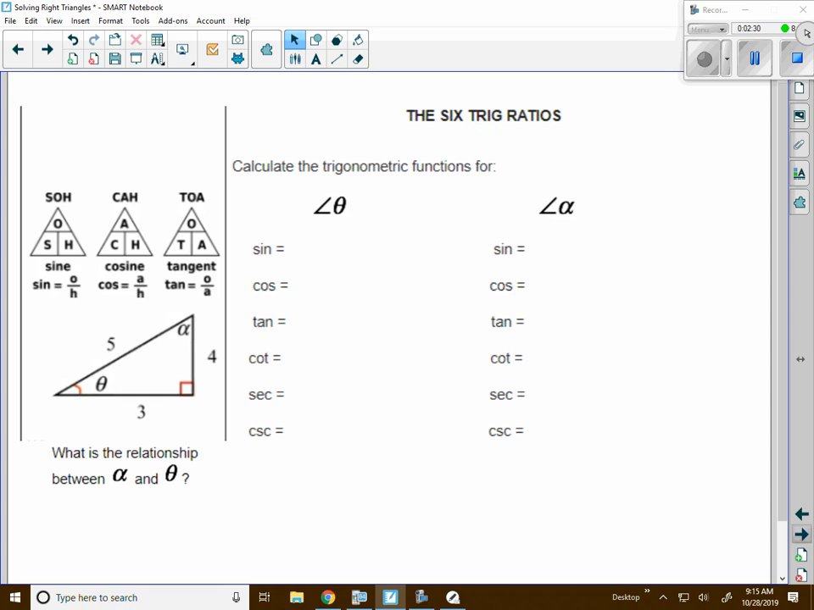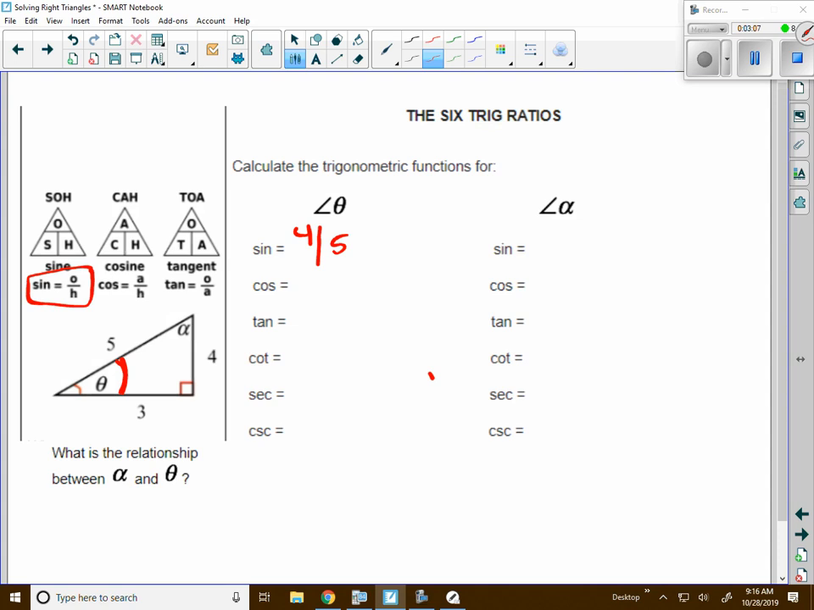Alright, so let's go ahead and pick out our trig functions for our triangle here on the left. If I start with theta, theta is this angle right here. We're going to do everything in reference to theta. So sine is opposite over hypotenuse. If I'm looking at theta, which side is opposite theta? 4. So it'd be 4 over hypotenuse, which is what? 5. So 4 over 5 for our sine function.